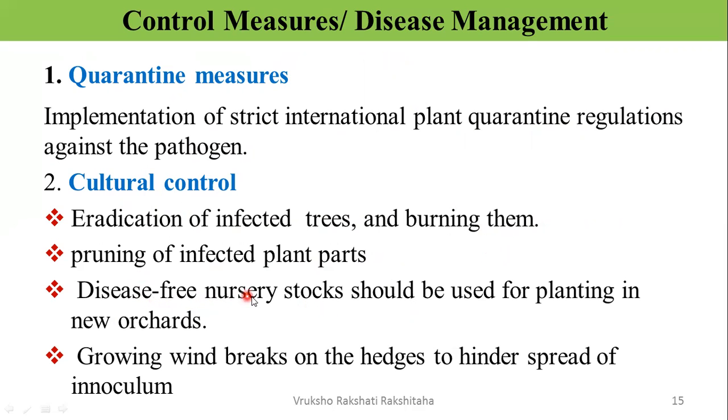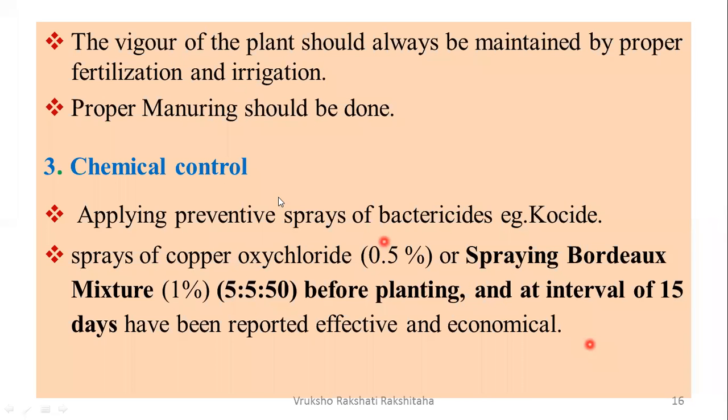Disease-free nursery stocks should be used for planting in the new orchards, and windbreaks should be grown on the hedges in order to hinder the spread of the inoculum. Similarly, in the orchards, the health of the plant should be maintained by proper fertigation as well as timely irrigation, so that the vigor of the plant is maintained at optimum. Proper manuring should be done from time to time.